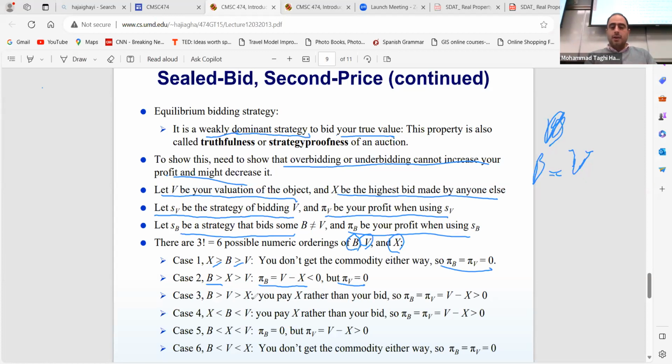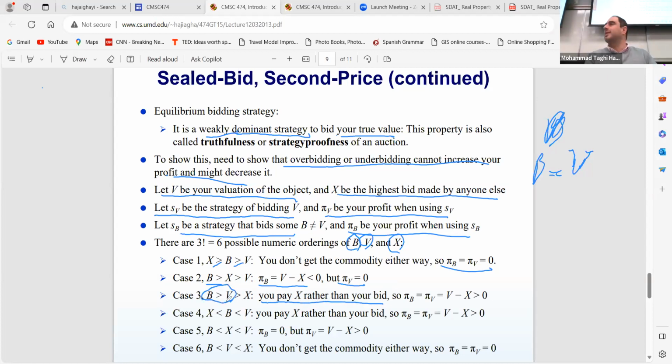Now let's consider this one. What about B greater than V greater than X? So in this case, your bid B is greater than V and greater than everyone else's. So either you bid B or V, you will get the object, so you will be the winner. How much you will pay is independent of your bid.